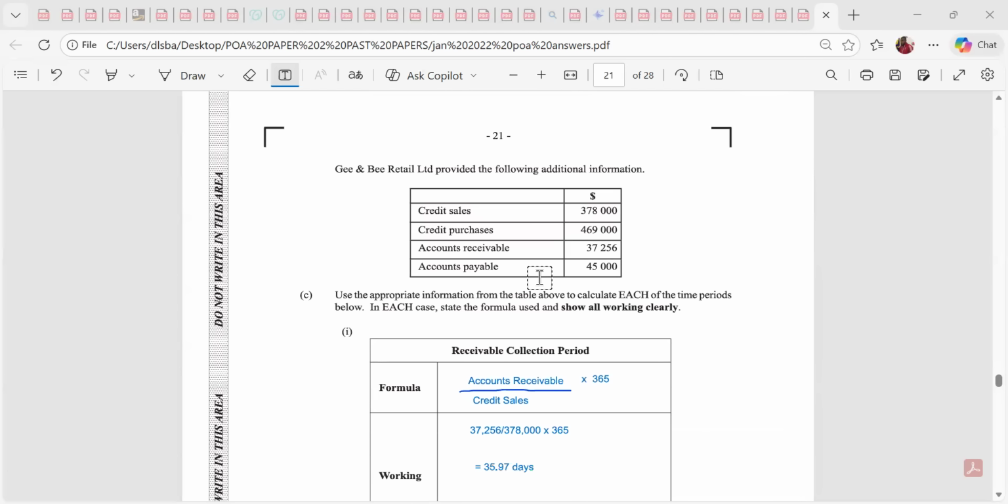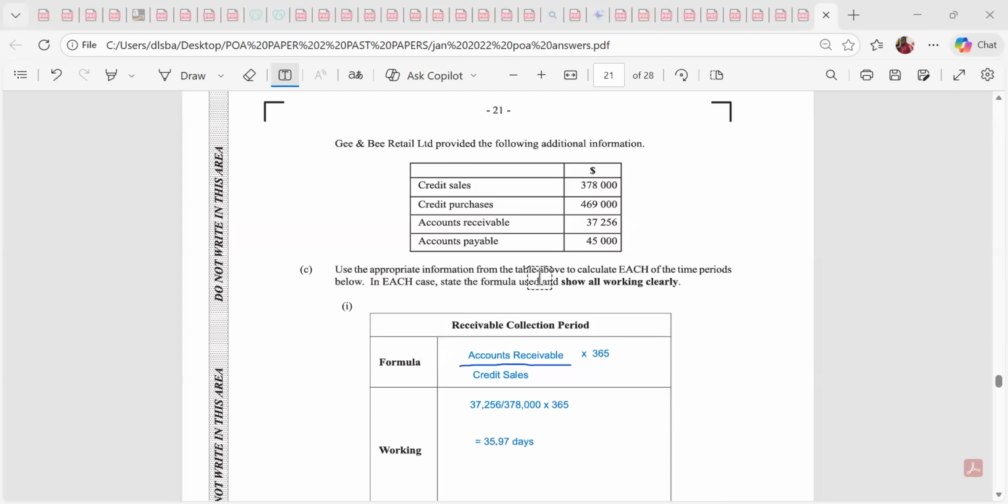Use the appropriate information from the table above to calculate each of the time periods below. In each case, state the formula used and show all working clearly. So the first one, receivables collection period. The receivables collection period calculates how long it takes you to get back your money from your accounts receivable, how long it takes to get back the money that people owe you.